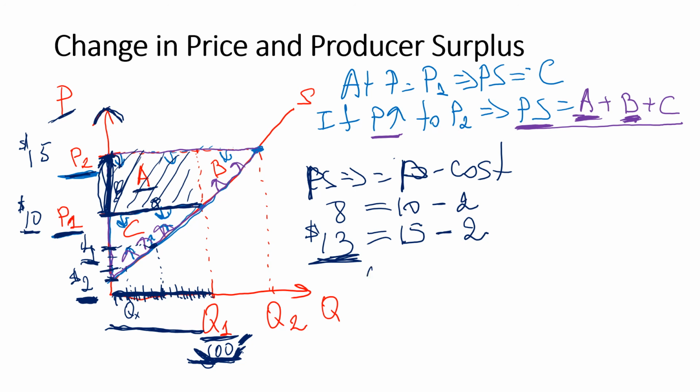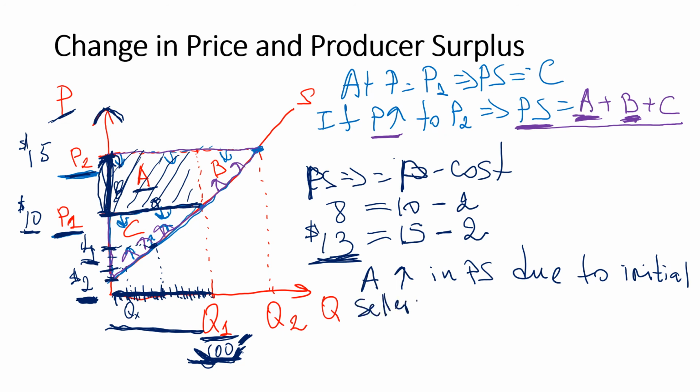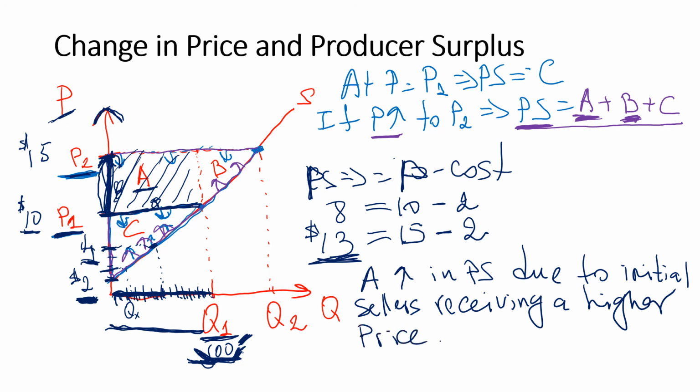So therefore, A is the increase in producer surplus due to initial sellers that were on the market receiving a higher price. So area A, once again, is the increase in producer surplus due to these initial sellers that were on the market. Now they're receiving this higher price. Okay, next, area B.